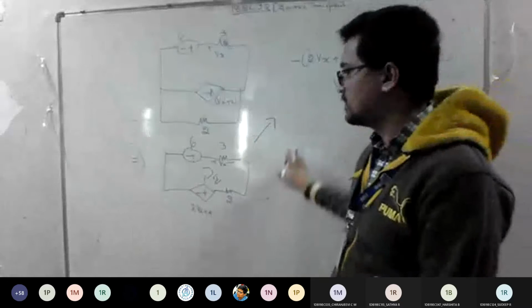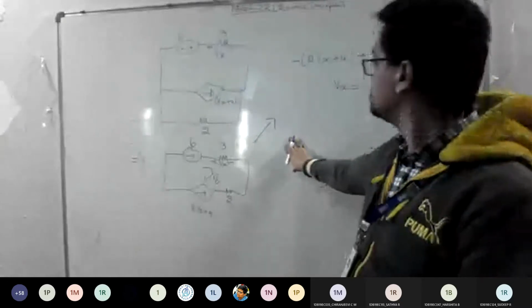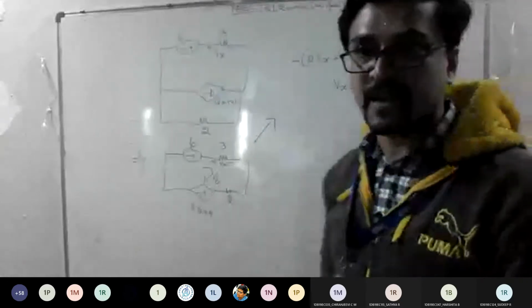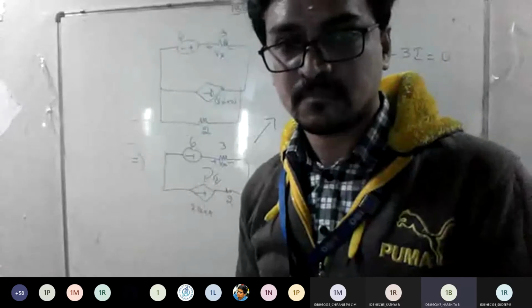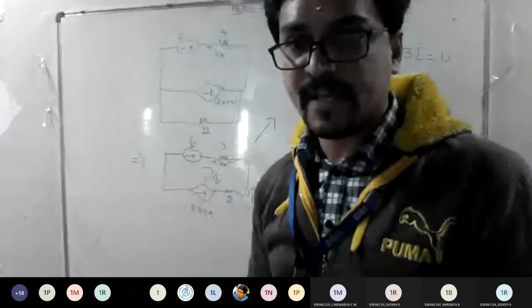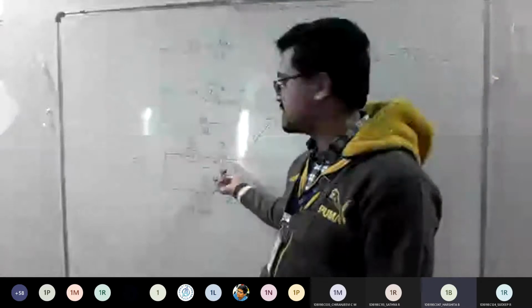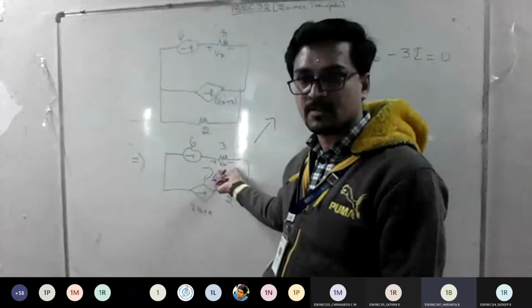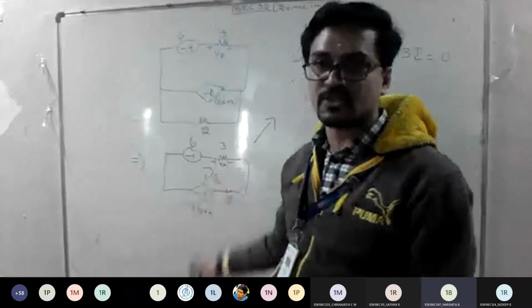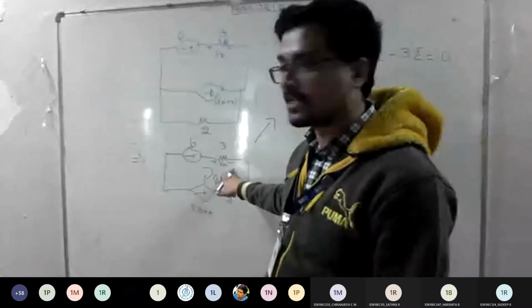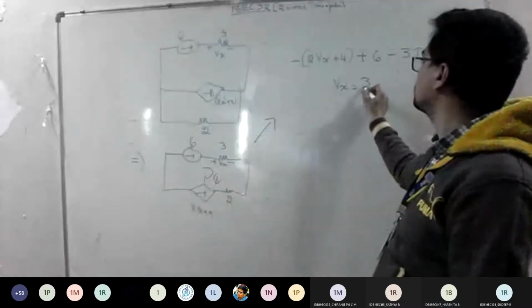Yeah, others, check out this answer here. So what is the Vx value? Where is Vx? Vx across is the 3 ohm resistance. So can I write, see, V is equal to I into R. We know Vx is across this. So can I write this as 3I?